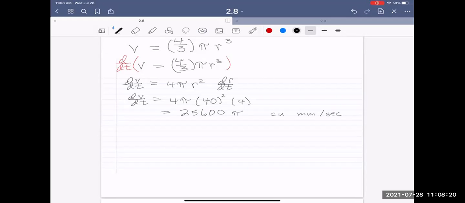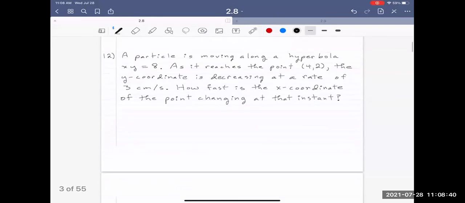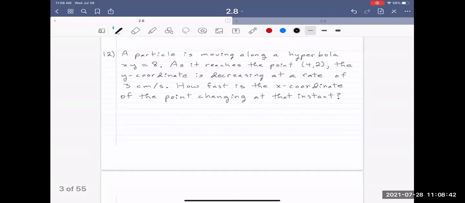Any questions about that? So I'm actually going to do tons of these related rate problems, just so that they become second nature to you. Okay, so let's do the next problem. Problem number 12.